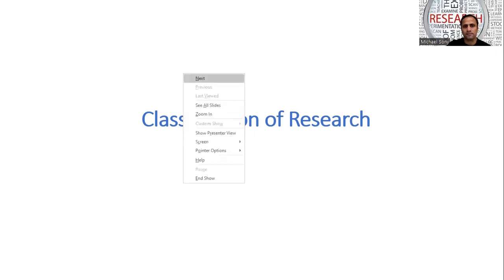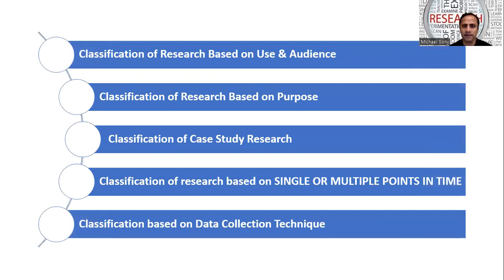In this module, we are going to discuss classification of research. We classify research based on the use and audience, that means who is going to use our research. We classify research based on the purpose. We classify research based on the case or the unit of analysis.